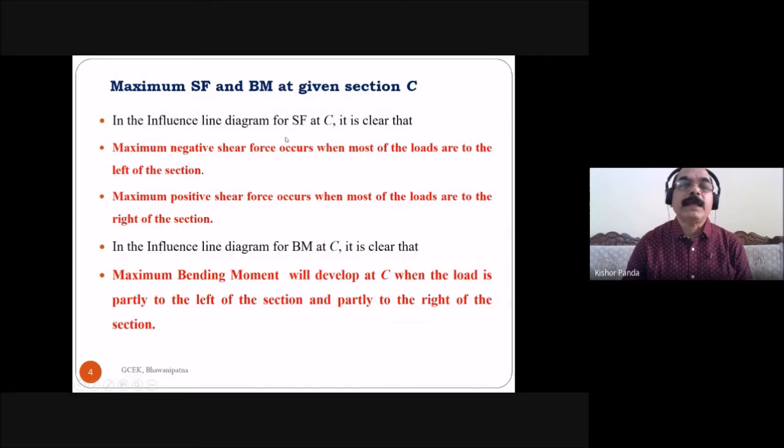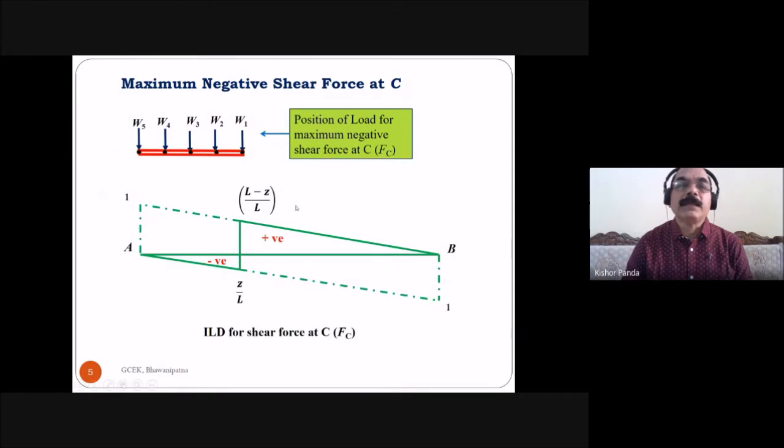In the influence line diagram for shear force at C, it is clear that the maximum negative shear force occurs when most of the loads are to the left of the section, and maximum positive shear force occurs when most of the loads are to the right of the section. You know how to draw the influence line diagram for shear force for a simply supported beam. This is the section C; this is the right side of the section, and this is the left side.